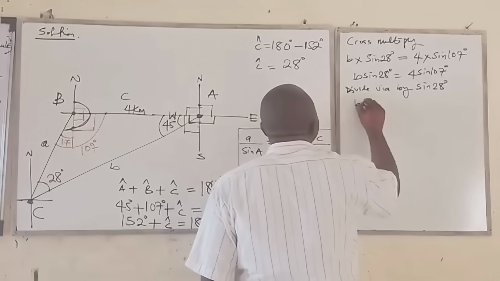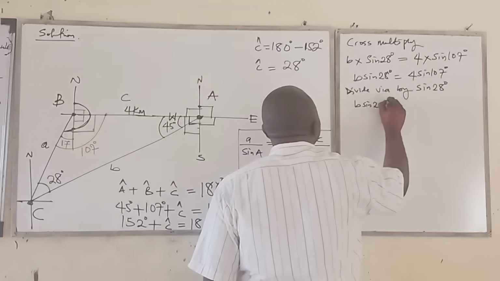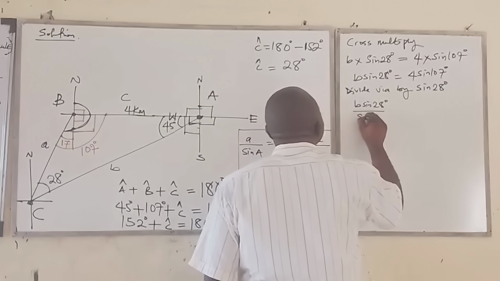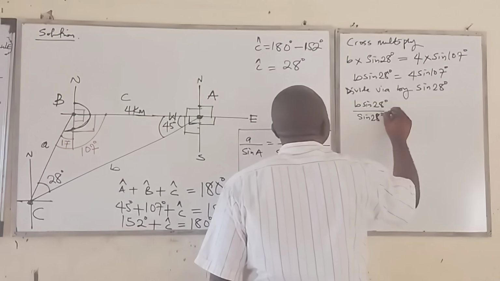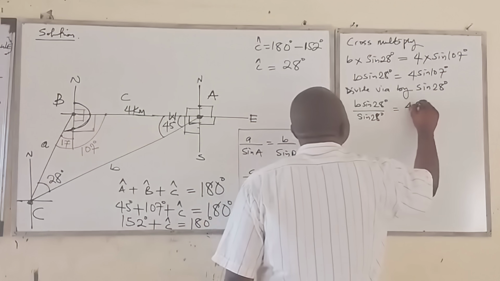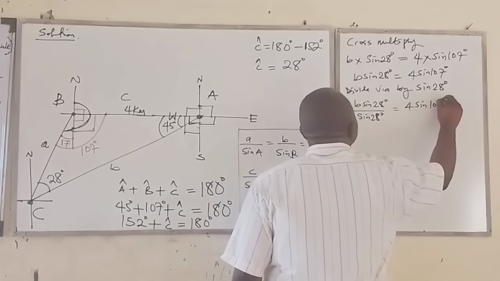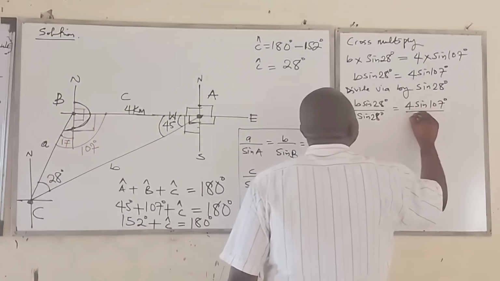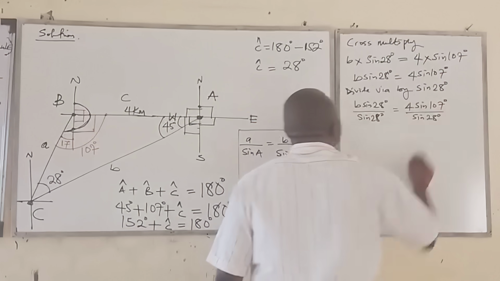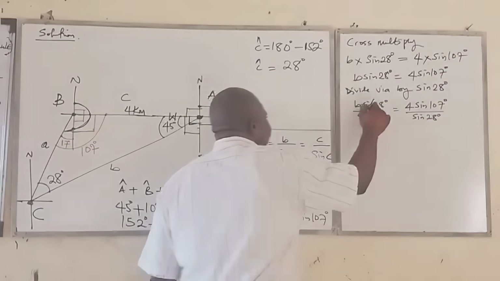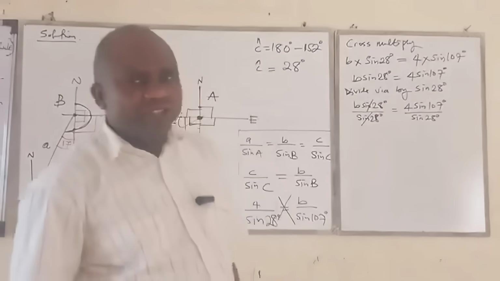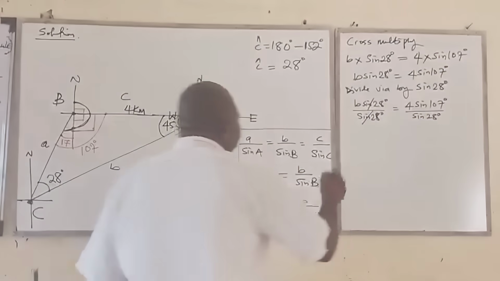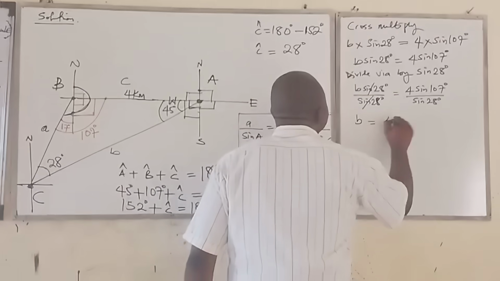So it means here we have b sine 28 degrees all over sine 28 degrees is equal to 4 sine 107 degrees all over sine 28 degrees. So sine 28 degrees will go with sine 28 degrees, and we'll be left with b is equal to 4.